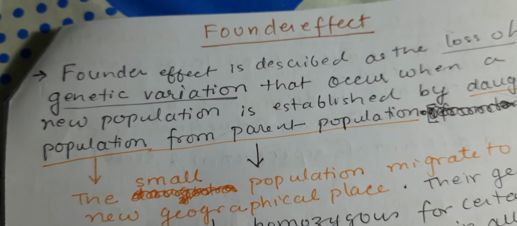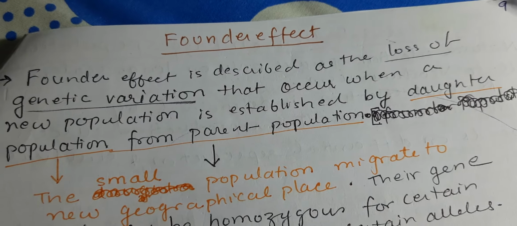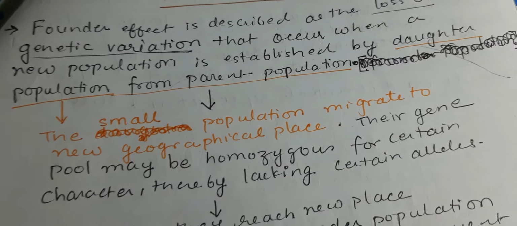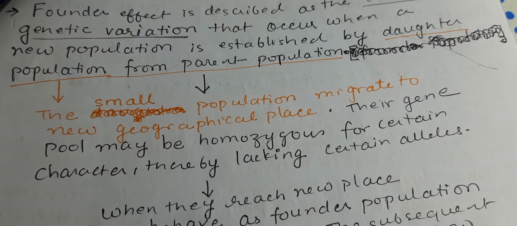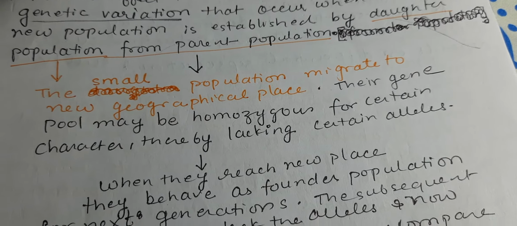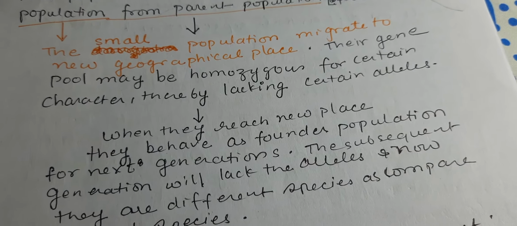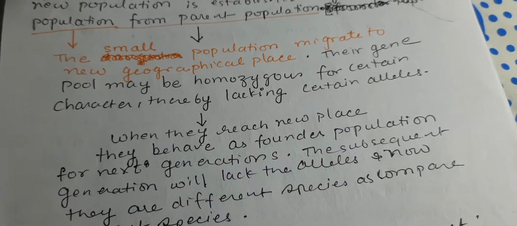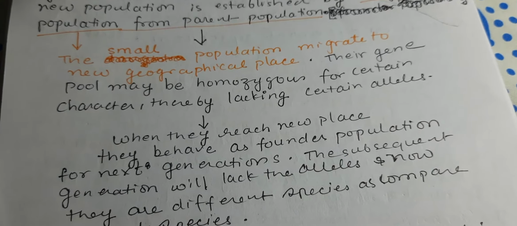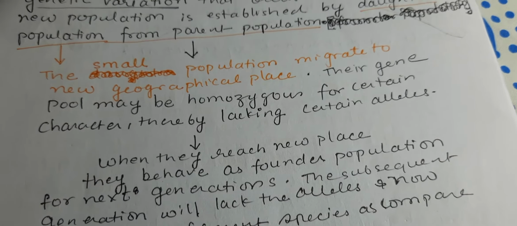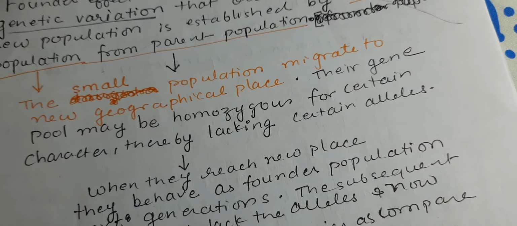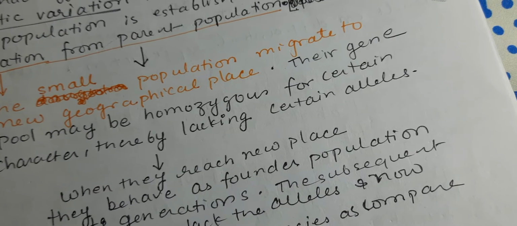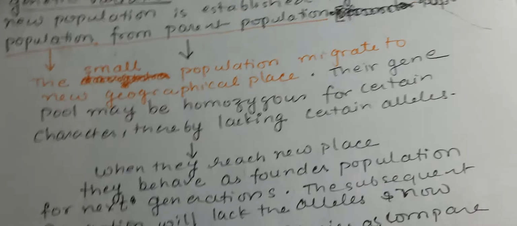The next effect is called founder effect, and the founder effect is described as the loss of genetic variation that occurs when a new population is established by a daughter population from the parent population. So the small population migrates to the new geographical area and their gene pool may be homozygous for certain characters, thereby lacking certain alleles. So the small population that gets separated, suppose it is homozygous, it is not heterozygous, so it is already lacking certain alleles.